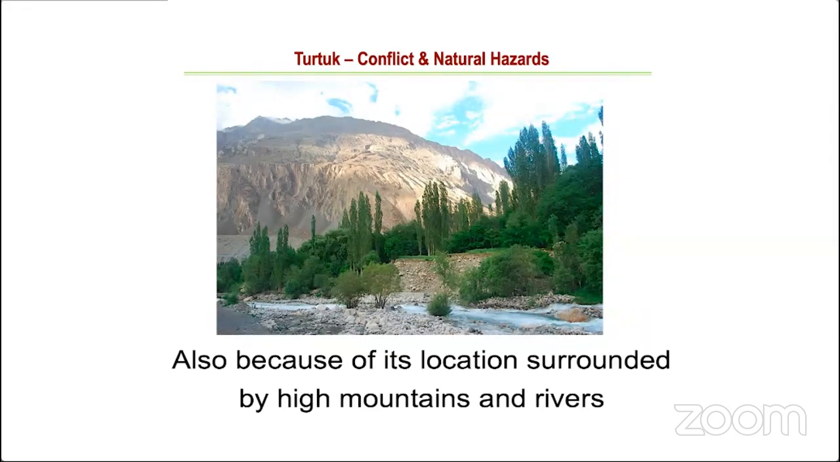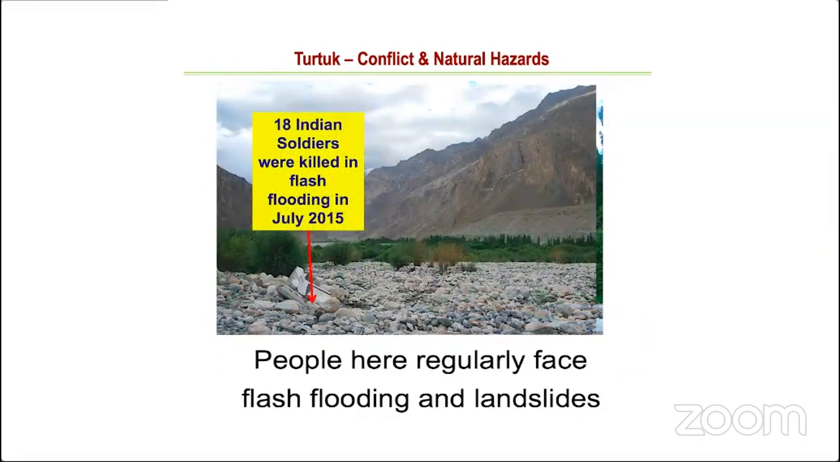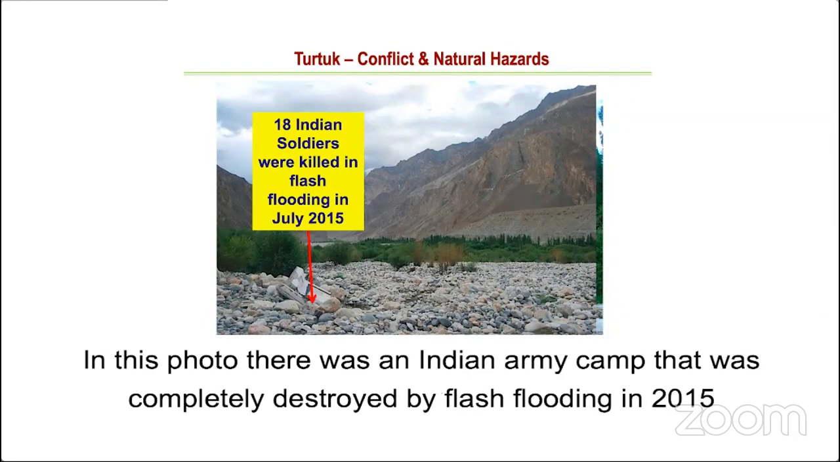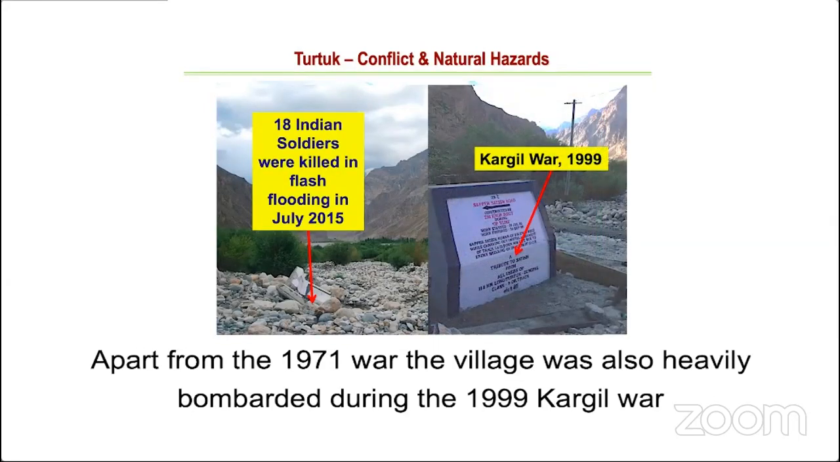Also because of its location, surrounded by high mountains and rivers, people here regularly face flash flooding and landslides. In this photo, there was an Indian Army camp that was completely destroyed by flash flooding in 2015. Apart from the 1971 war, the village was also heavily bombarded during the 1999 Kargil War.